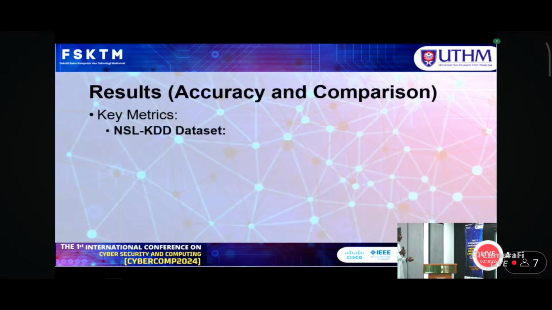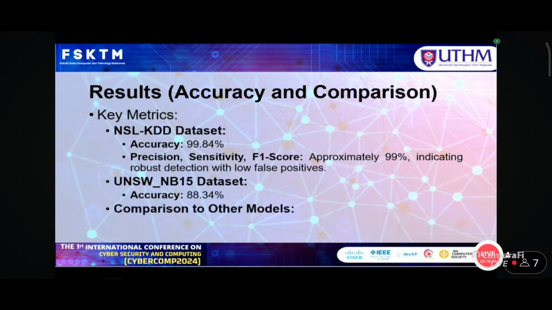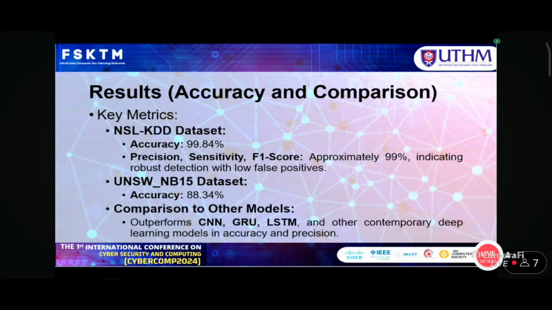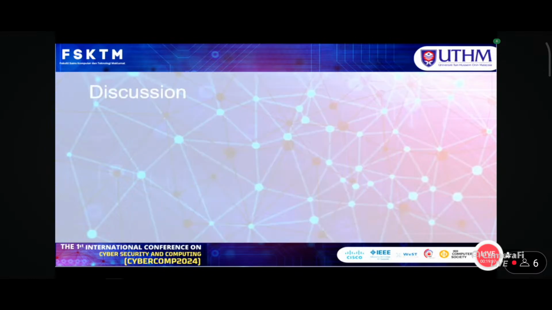And the results in accuracy, we have the metrics. Key metrics we use: the accuracy is 99.84, and precision, sensitivity, and F1 score are all approximately 99%, indicating robust detection with low false positives. Then for the second data set, we have an accuracy of 88.34. Compared to other models, it outperforms the convolutional neural network, GRU, LSTM, and other contemporary deep learning models in accuracy and precision. Here is also a sample giving us the results of the test, and also this one as well.